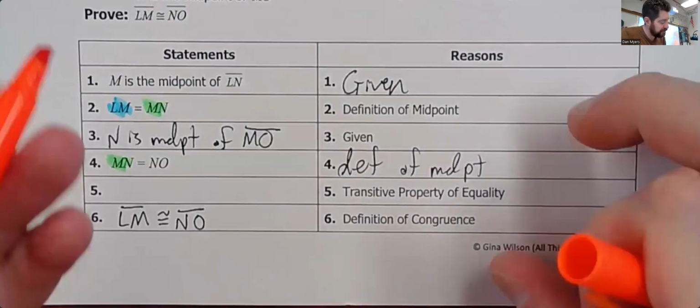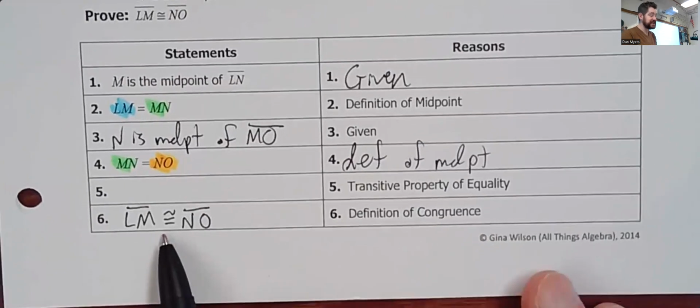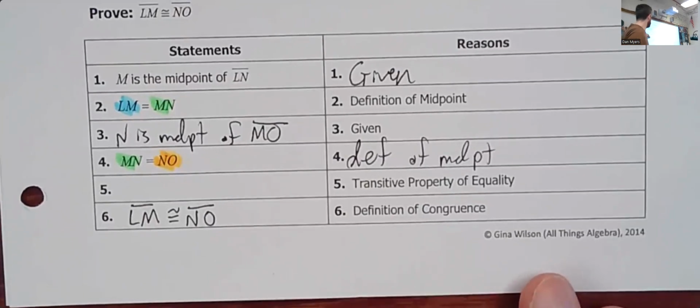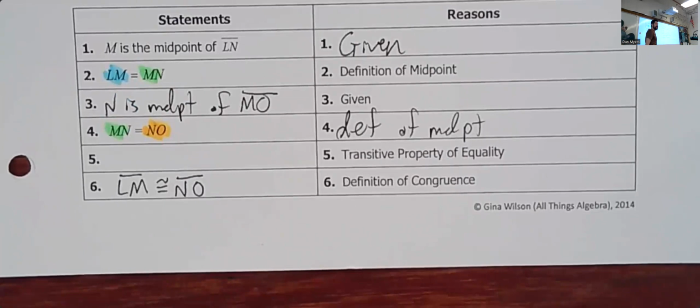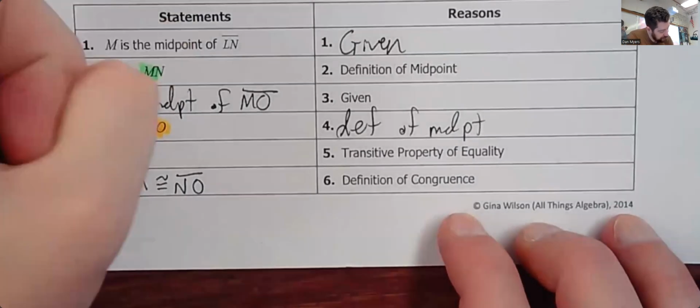I'll give you a hint for statement number 5. It is the transitive property. By the way, statement number 6 and its reason is also a clue as to what statement number 5 is. If you finish with a statement of congruence, and the reason was definition of congruent, that means the thing before it had to be those two things equal to each other. So LM equals NO.